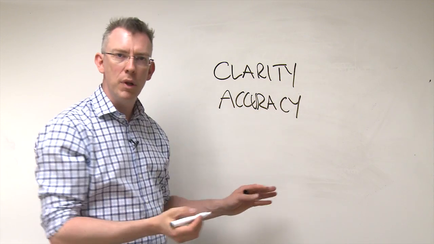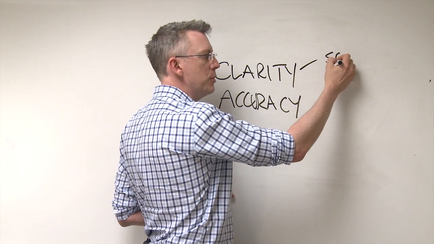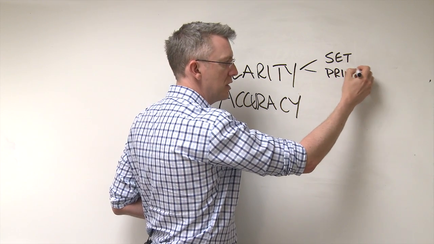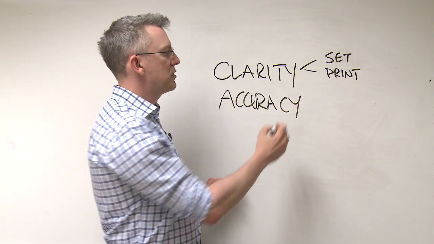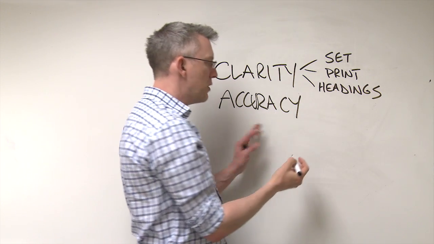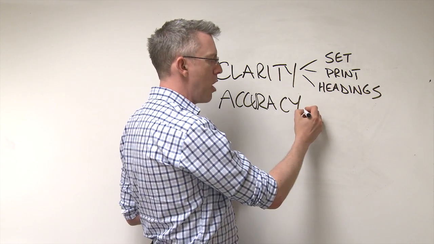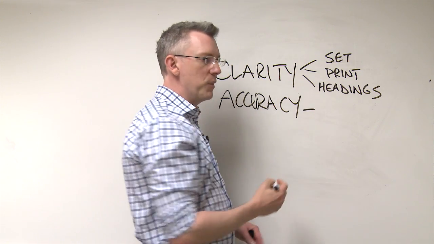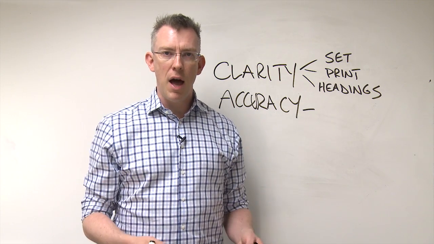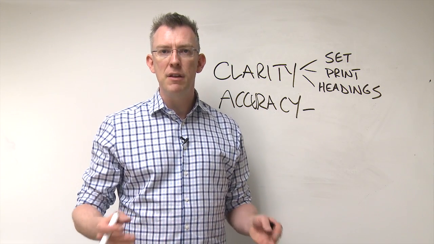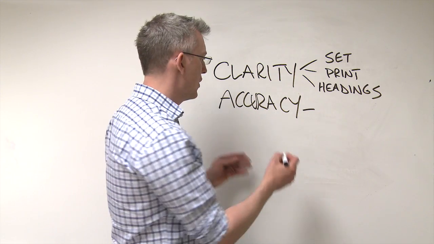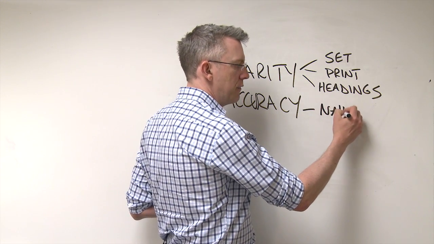Clarity will have an impact on how you set up your note, how you write it, or frankly, print it, to make sure it's actually readable, with clear headings and so on. Accuracy is making sure you're documenting things properly. It's not just intermittent chest pain. No, it's chest pain lasting 10 to 15 minutes, 4 episodes over the last 24 hours. So you nail down different things.